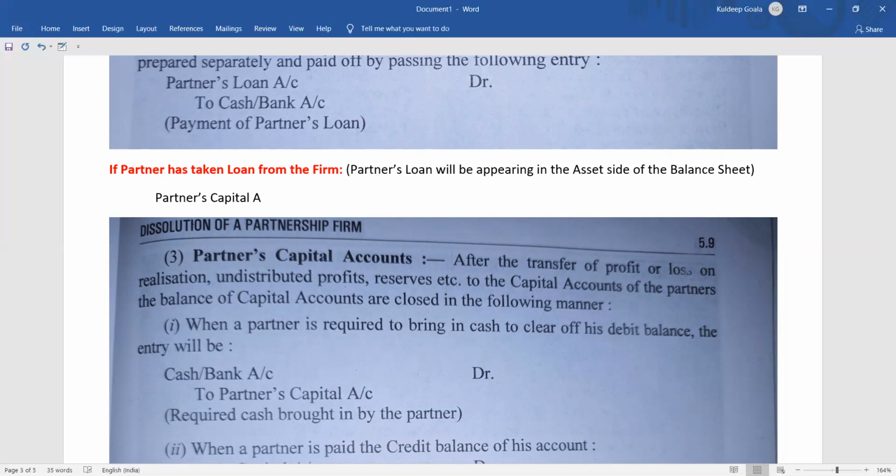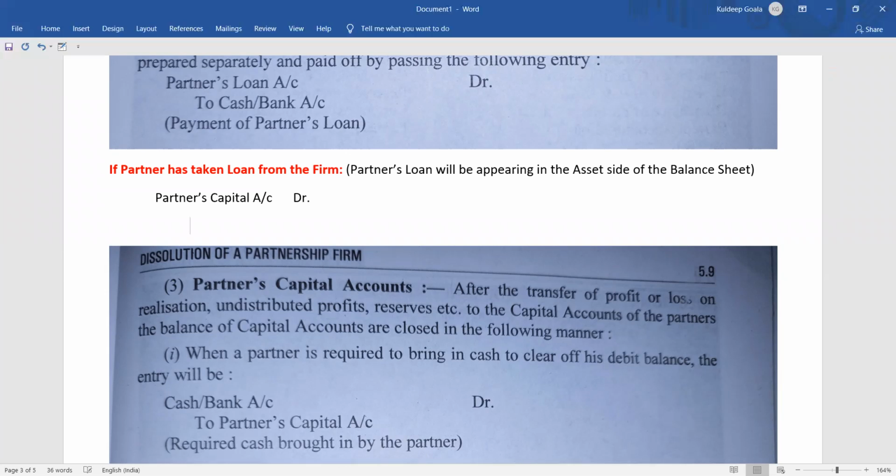हमने लोन दिया था पार्टनर को, we have given loan to the partner. So when we take back the loan, what will happen? पार्टनर का पैसा कमेगा. So पार्टनर का पैसा कमाने के लिए कैपिटल अकाउंट क्रेडिट sorry डेबिट, right? Capital shows credit balance, isn't it? So if we deduct the capital, partners capital will be debit, right?